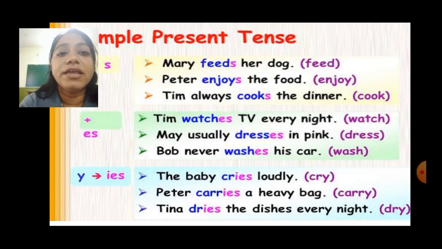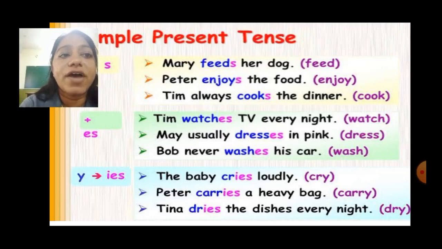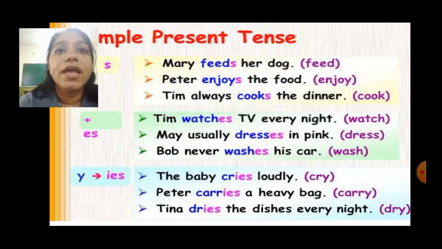Now Y plus IES. The baby cries loudly. Cry. Here the word cry ends with Y, so we will remove Y because before Y there is a consonant, and we will put IES to it. Baby cries loudly. Peter carries a heavy bag. Carry. Here carry ends with Y and before Y it has a consonant, so we will say carries. We will remove Y and add IES to it.